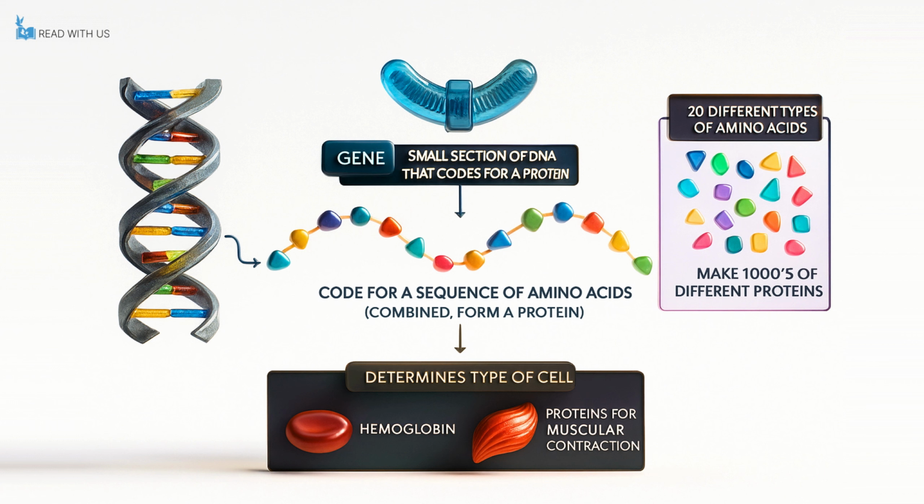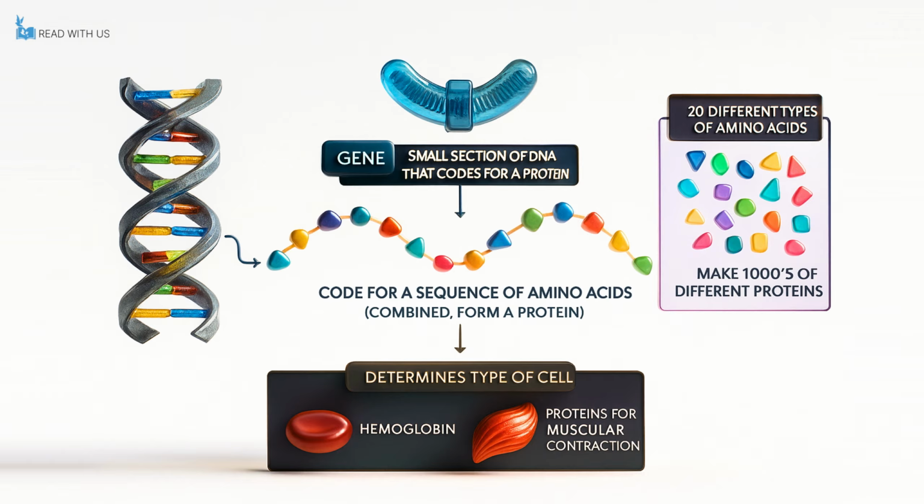Moving on, a gene is a specific segment of DNA that codes for a particular protein. You can imagine a gene as a small instruction manual located within a chromosome that tells the cell how to assemble a specific protein. These proteins are built from smaller building blocks called amino acids, and although there are only 20 types of amino acids available in the human body, they can be arranged in countless combinations to produce thousands of different proteins, each with a unique function and structure.